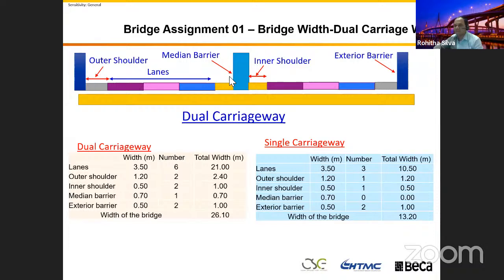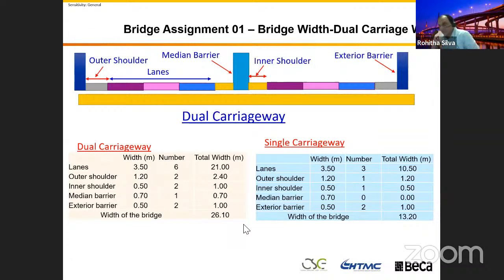But instead, we have two exterior barriers. This is the width of your single carriageway, so there are two of them. You need to keep some gap between these two, like 50 mm or 100 mm. Here, you can make it. And when you put the two individual carriageways independently, 13.2 times 2, 26.4, plus the gap of 100 mm, then the total width occupied by the bridge will be 26.5 meters. It is 400 mm wider than this one.